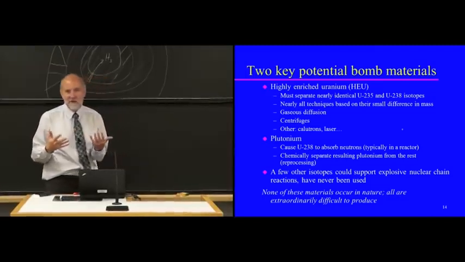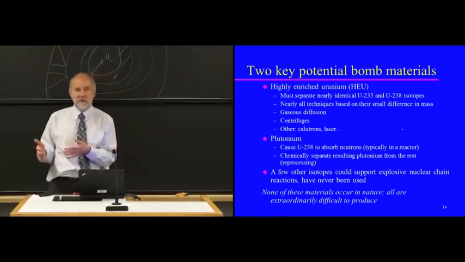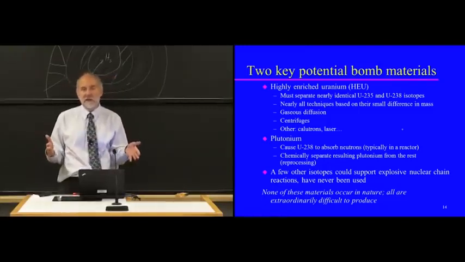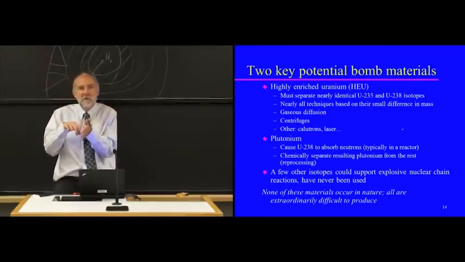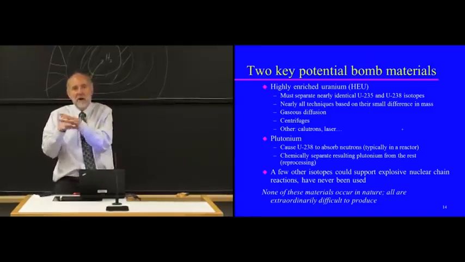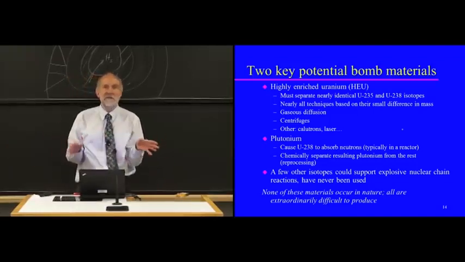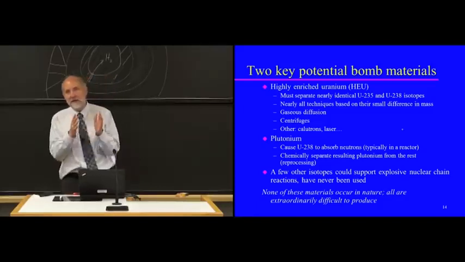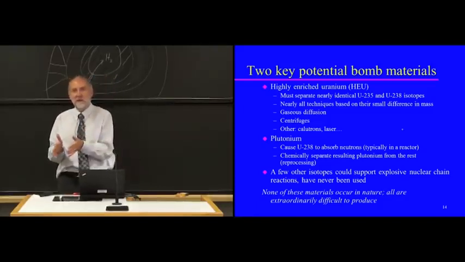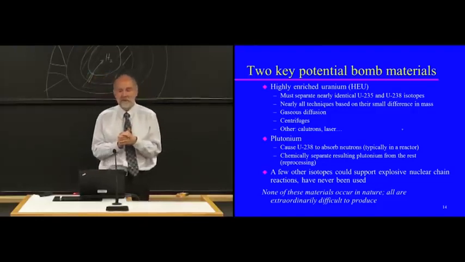You only end up with something like 1% plutonium in the spent fuel from a reactor. And so you have to chemically separate out the plutonium that you want from all of the other stuff: the remaining uranium, the fission products, which are intensely radioactive and nasty. You want to get the purified plutonium. And that chemical process of separating out the plutonium is called reprocessing. Okay, and we'll talk about that more next time.